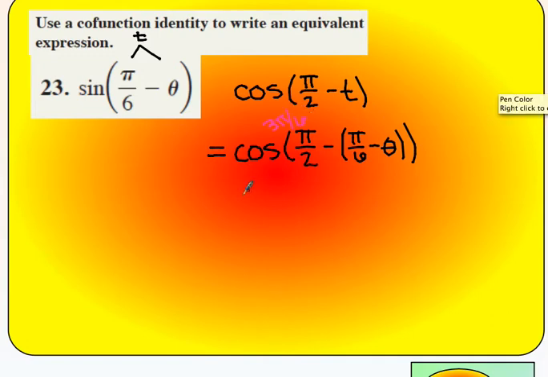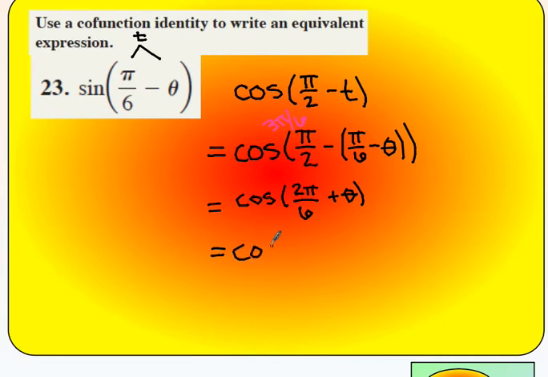And so what I end up with here is the cosine of 3 pi over 6 minus pi over 6 is 2 pi over 6. And minus a negative theta will give me plus theta. And then my last piece is just to simplify this. So my cofunction identity tells me I can rewrite the sine of pi over 6 minus theta as the cosine of pi over 3 plus theta. And these are the exact same functions.